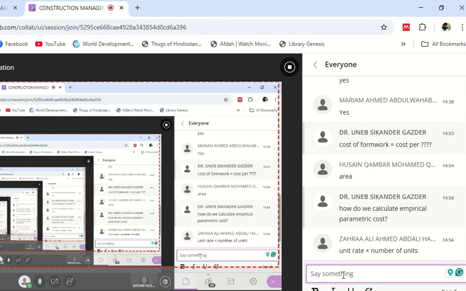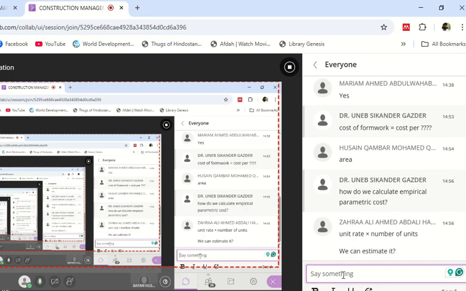How do we get the unit rate in empirical parametric? What is the difference between this one and the unit cost? We are using unit rate there as well. Estimated from where? The estimation is the main difference between the unit cost method and the parametric cost method.